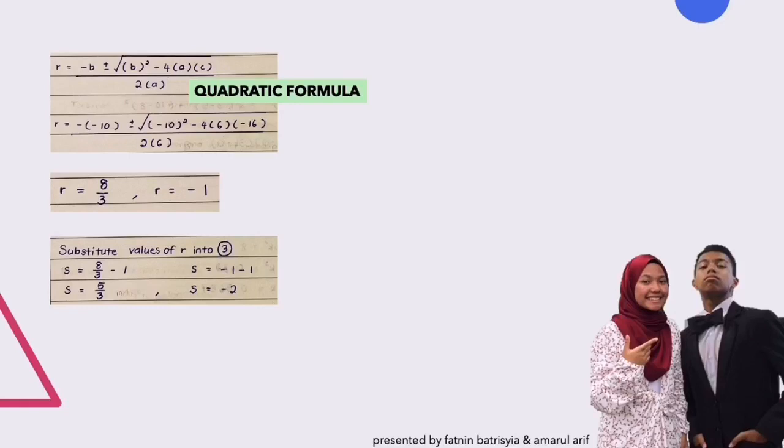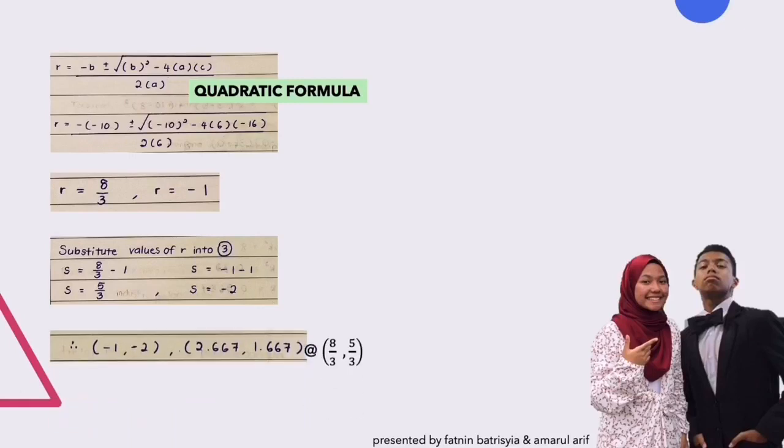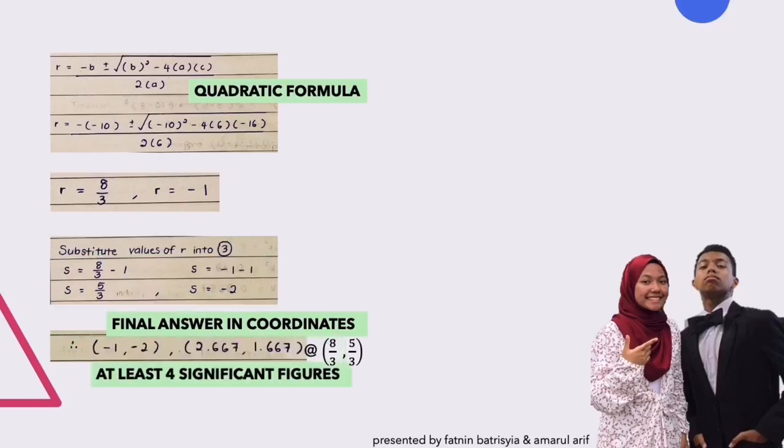The question wants the final answer to be in coordinate form. So, we can write them as (negative 1, negative 2) and (2.667, 1.667). It must be in 4 significant figures because it is an open value. We can also write them as (8 over 3, 5 over 3).